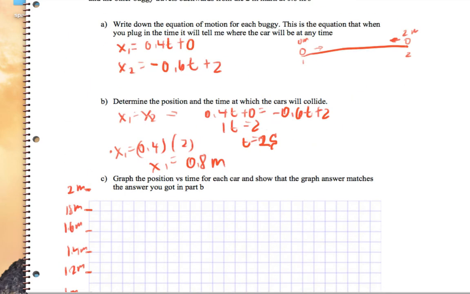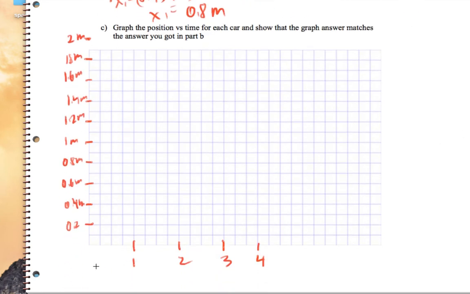Now let's actually plot this position as a function of time. So every 1 second, the car is going up 0.4 for the forward-moving car, like that. All right. So there we go. So that's the first car, and we plot its position like this.